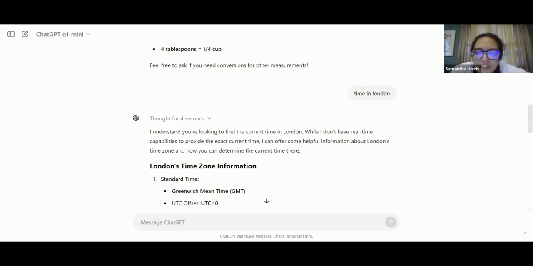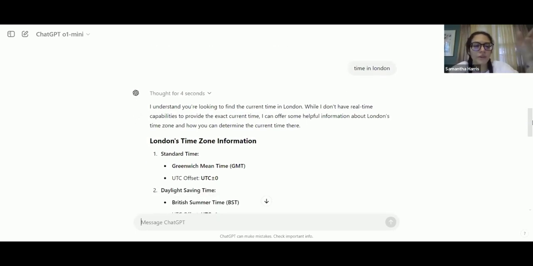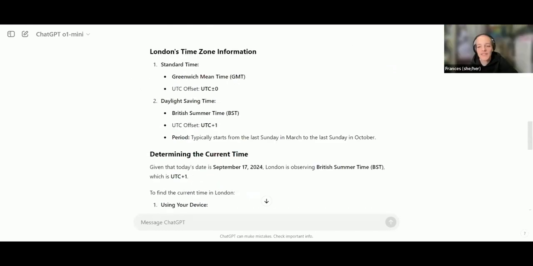So it says, I understand you're looking for the time in London. While I don't have real-time capabilities to provide the exact time, I can offer some helpful information. So that might be a 4 thing. 4 has real-time data, whereas Mini, I think, just has a set amount of data. So you can be kind of bare bones about what you put in there. It might give you more information if you're not real specific about that. And you can tell it to be concise.